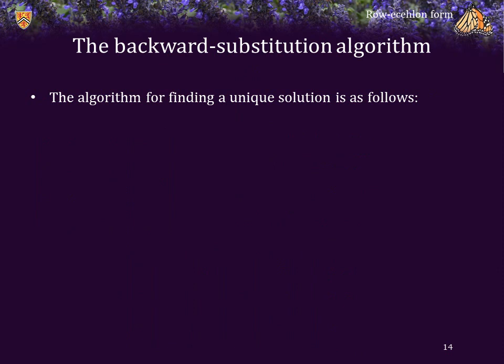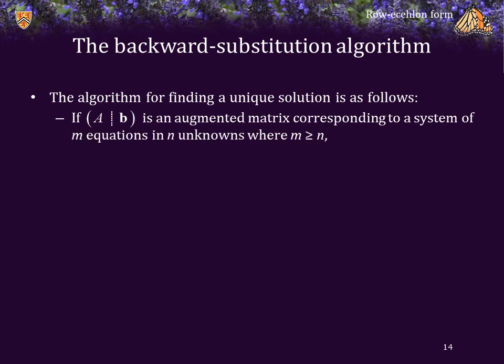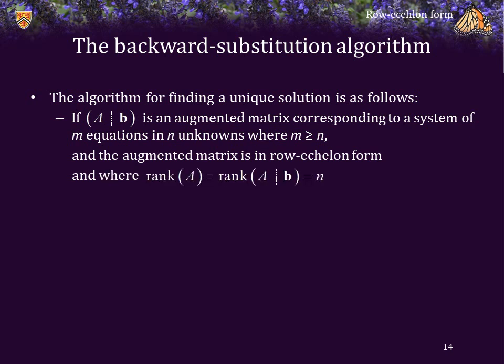The backward substitution algorithm for finding a unique solution to a system of linear equations is as follows. If AB is an augmented matrix corresponding to a system of m equations in n unknowns where m is greater than or equal to n, and the augmented matrix is in row echelon form, and where the rank of A is equal to the rank of the augmented matrix is also equal to n, then we may proceed as follows.